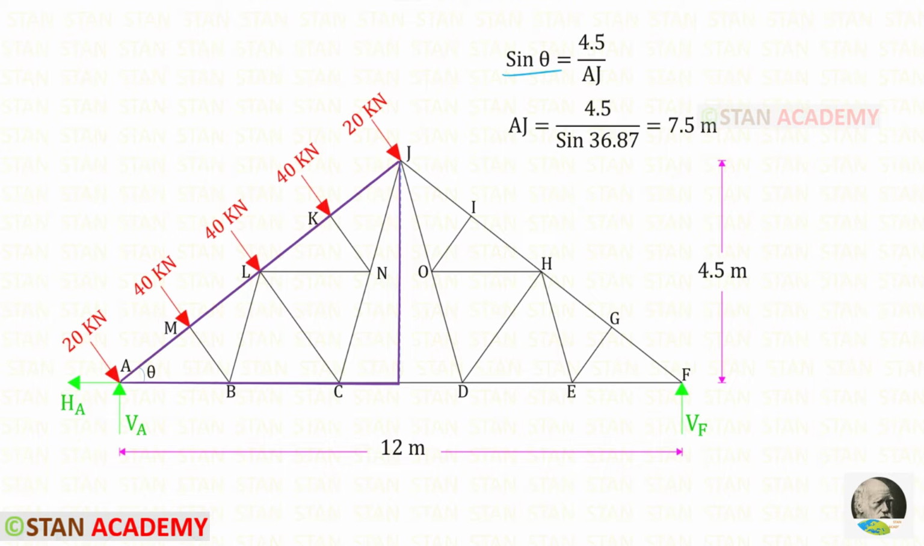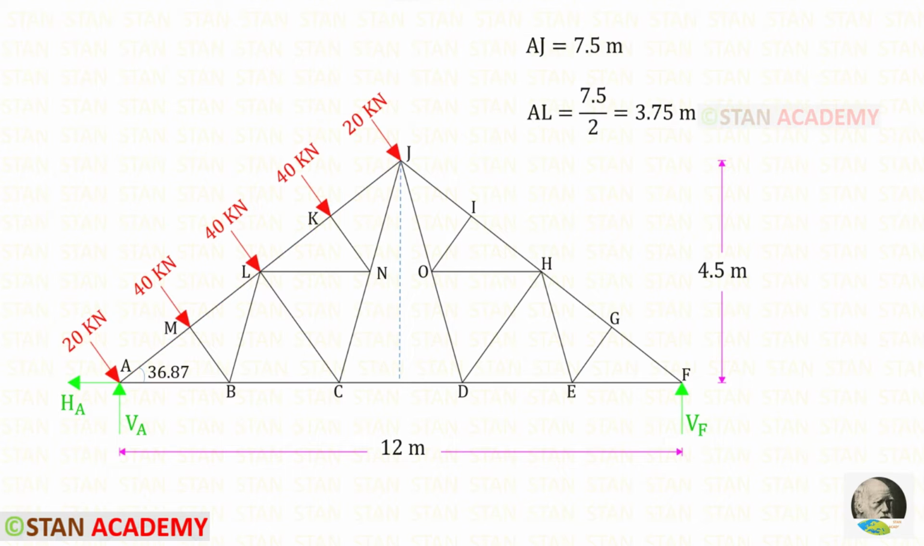Now let us use a sin theta formula. That will be the opposite side, which is 4.5 upon AJ. In this way, for AJ, we will get 7.5 meter. We have calculated the length of AJ. The length of AL should be AJ upon 2. In this way, we will get 3.75 meter.